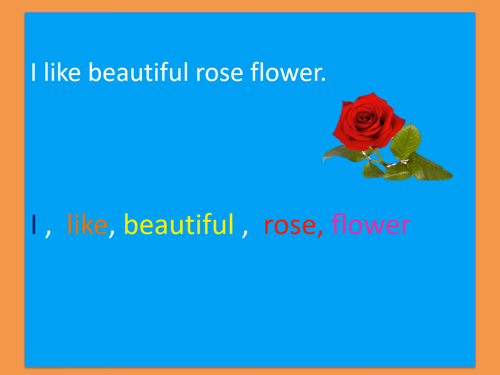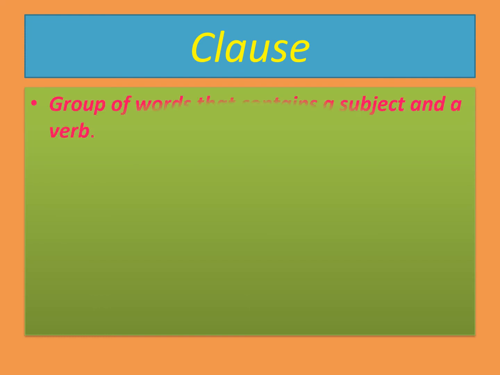Students, up to now, we have learned how the words are formed and how the phrases and sentences are formed. Yes, I think you might have understood the concept very clearly. Now we will see what is a clause. A clause is a group of words that contains a subject and a verb. Let us see an example.